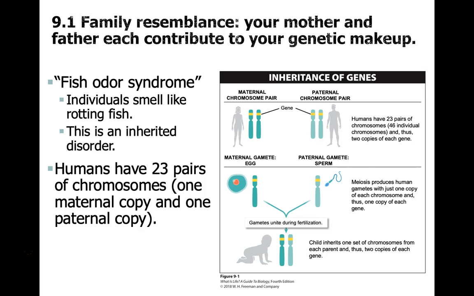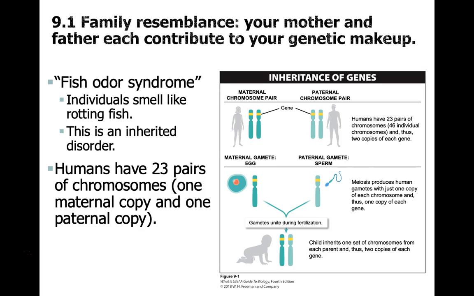So as an example of something bad, let's talk about fish odor syndrome. This is something I never heard of until I read this book. Basically, the poor individuals that inherit this disorder smell like rotting fish. They are supposed to have a gene for an enzyme that breaks down a chemical in our body that smells like rotting fish. So we all have this chemical, but most of us have the functional gene that produces a protein that breaks this chemical down. These individuals that inherit this disorder from their parents don't have that, and so they end up smelling like rotten fish, and there's nothing they can do about it.